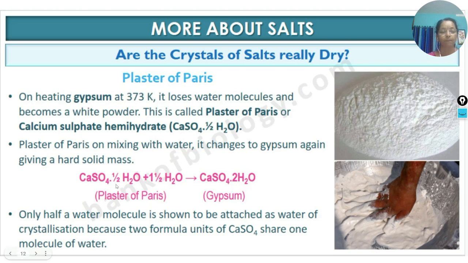So plaster of Paris is CaSO4 half H2O. It takes water molecules from the atmosphere forming gypsum, so it should be stored in airtight containers. It is shown here as half, but actually 2 molecules of calcium sulfate combine with 1 molecule of water. That is the real combination, but when we write the equation for only 1 molecule of CaSO4, we have to show half H2O. So that is the next compound, plaster of Paris.